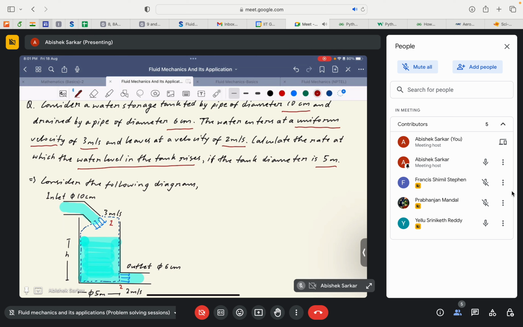There will be an increase in water level. Why so? Sir, because the water which is coming, the inlet diameter and its velocity is also greater than the outlet diameter and its velocity. Yes, very good, excellent.